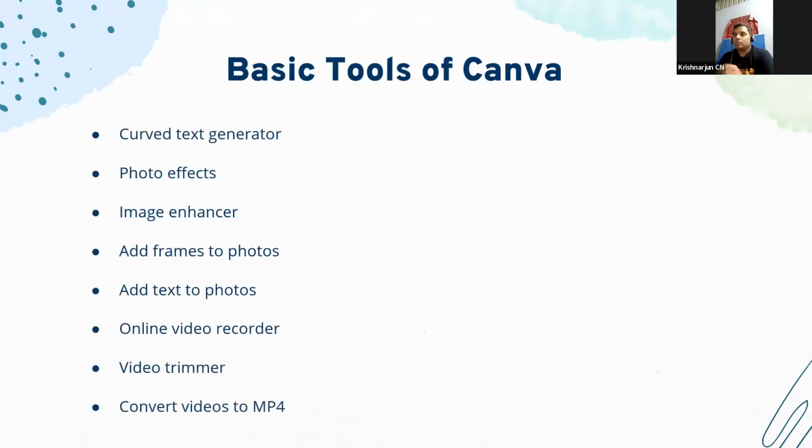We'll explore all that. So basic tools of Canva: you can do curved text generator, different fonts that are available. You can try to work with different effects that are there, whether it's for photo or for text. The photo can be enhanced. You can add frames to the photo. You can add text to the photo. Imagine your name with your photo. It looks better than just your photo, right? So all these creative things you can do. Online video, you can record video, you can trim, convert videos to MP4.